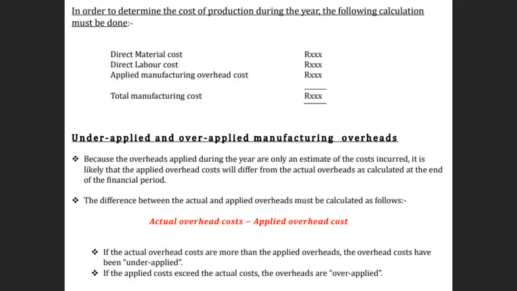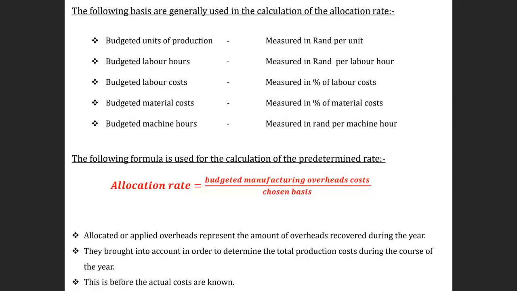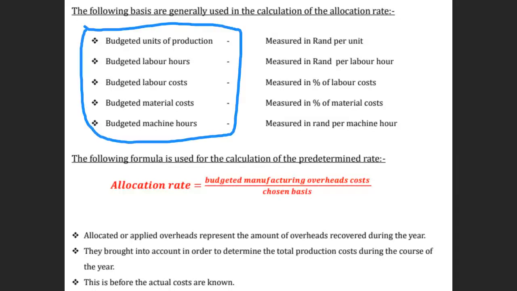Okay, so in the last lecture, what we had looked at was the calculation of the predetermined allocation rates. So remember, we had used this formula, which says to take the budgeted manufacturing overhead and divide it by your chosen basis. We looked at all 5 of the different chosen bases up here, and we calculated what the value would be if we had to use any one of them as the chosen basis.